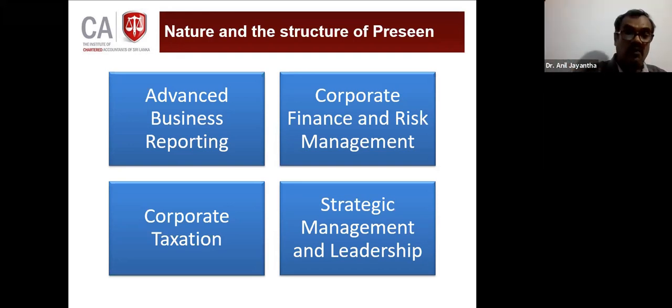Likewise, I'm not going to teach this, but you need to think of the scope of that particular subject. That is the knowledge you need to collect and keep in advance in that area. The second part of the quadrant is corporate finance and risk management.